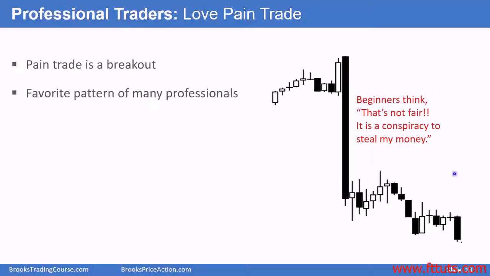And a lot of times beginners will think it's a conspiracy. It's not fair. The institutions are conspiring with one another to steal my money. You don't have enough money for the institutions to care. All of us individual traders put together do not have enough money for the institutions to care. We are 5% of the market. The institutions are 95% of the market. That 95% cannot make enough profit off the 5%, so they don't care about us.